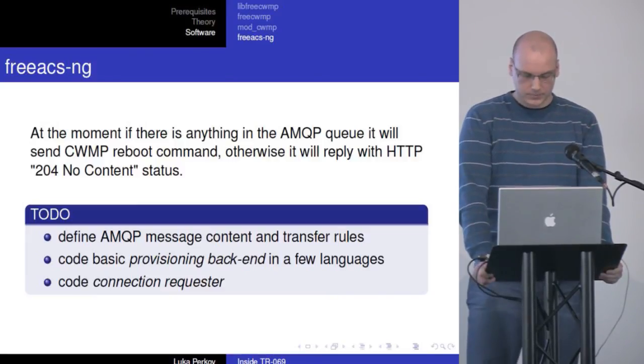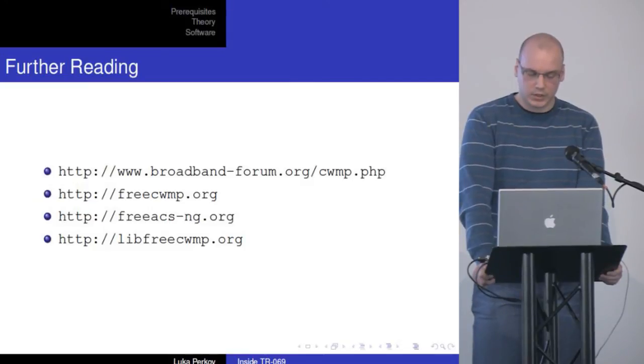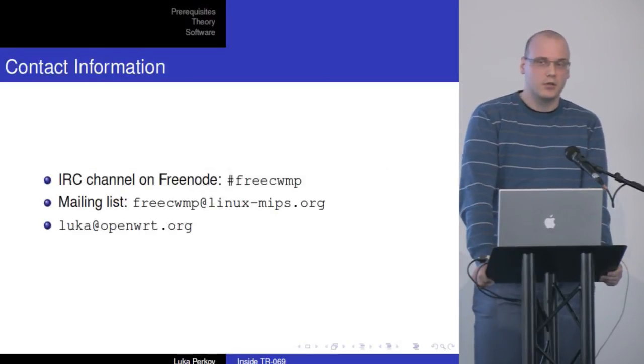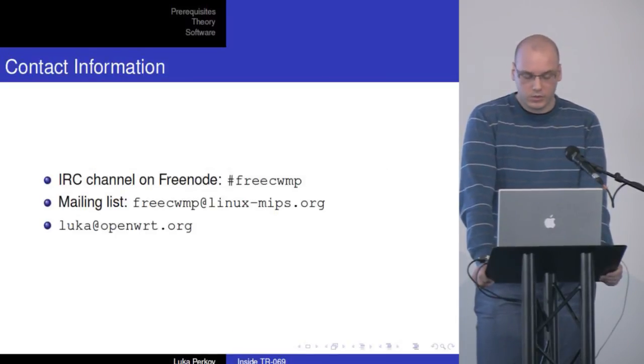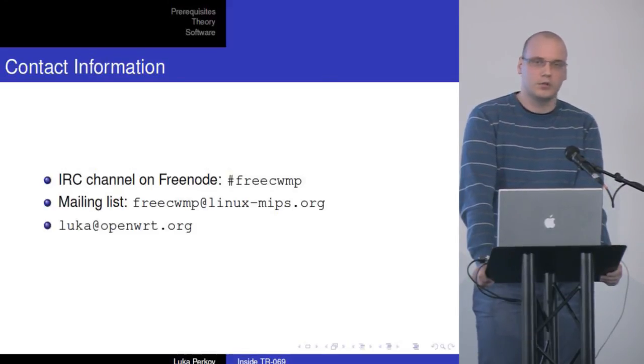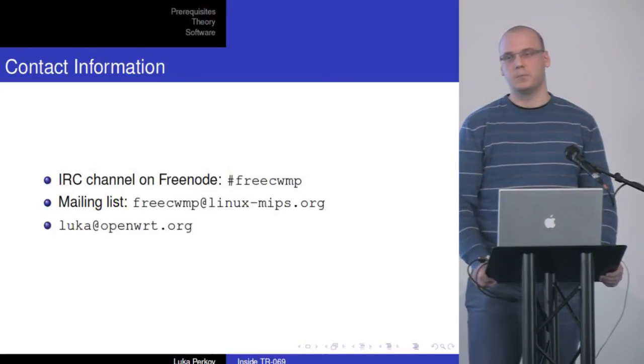For more information, you can go to the Broadband Forum website, or the FreeCVMP, freeacs-ng, and libfreecwmp project websites. All the code is there, and most of the communication is done on the IRC channel. We also have a mailing list at linuxmips.org, and you can contact me if you want at luka@openwrt.org. Thank you.